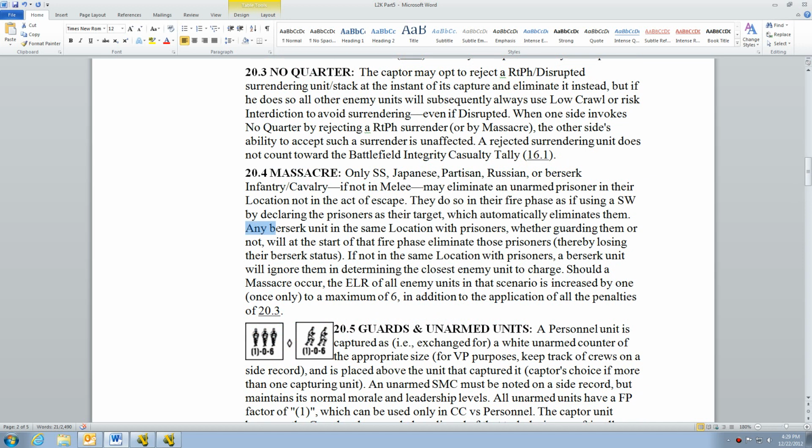Here it is. Of course. Any berserk unit in the same location with prisoners, whether guarding them or not at the start of their fire phase, will eliminate these prisoners, thereby losing their berserk status. So that's what I was telling you. If the prisoners are in the same location with the berserk unit, whether they are guarding it or not, those units will be eliminated by the berserk unit. If they're not in the same location with the prisoner, a berserk unit will ignore them in determining the closest enemy unit to charge.